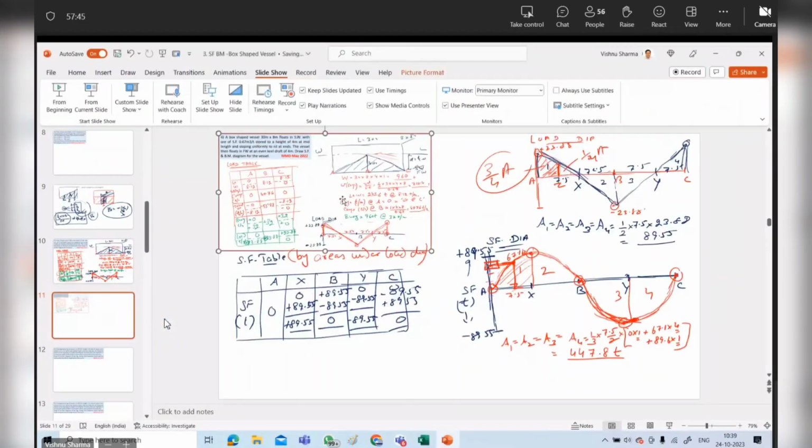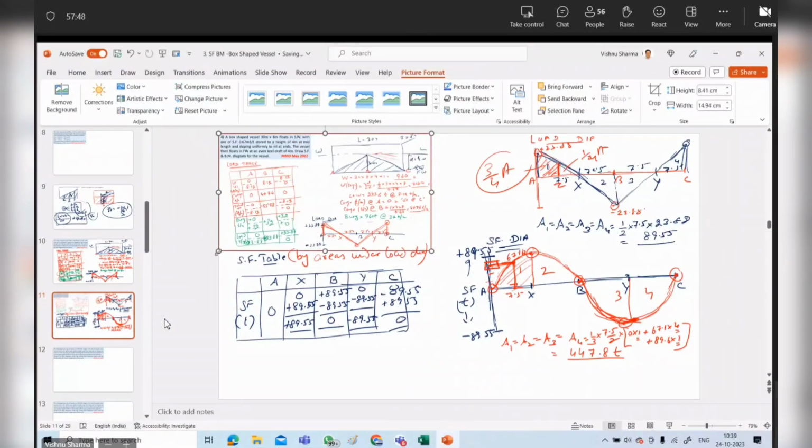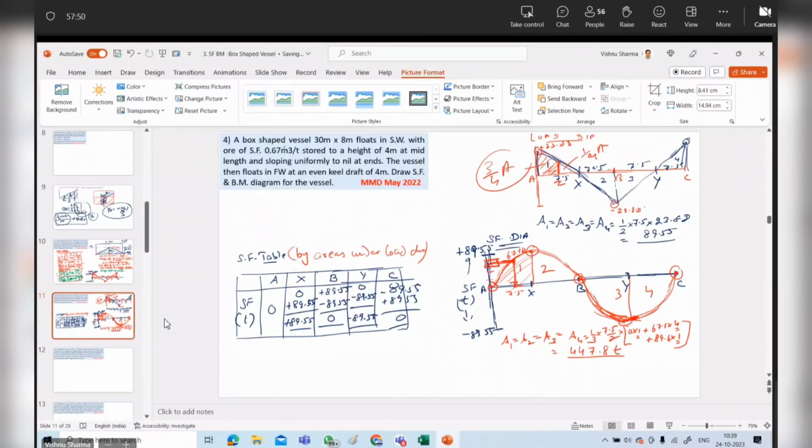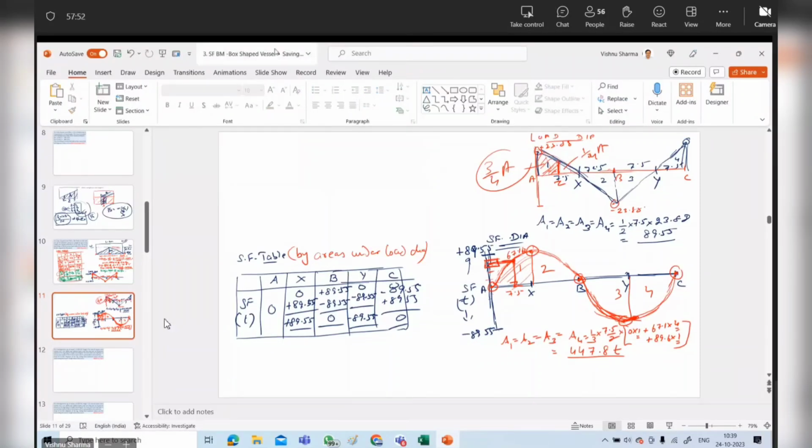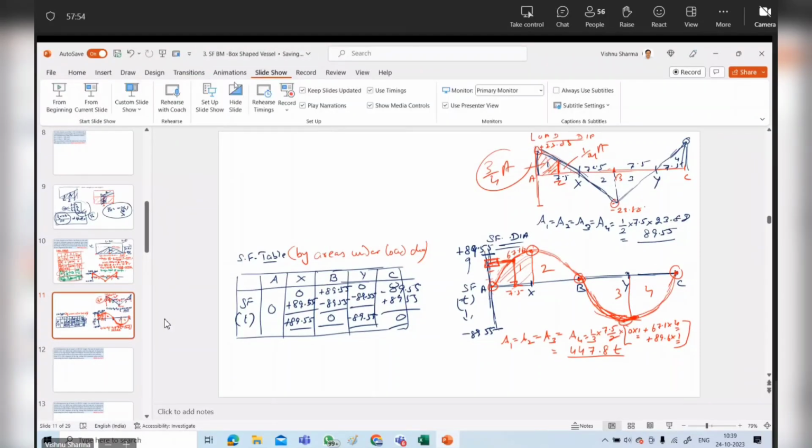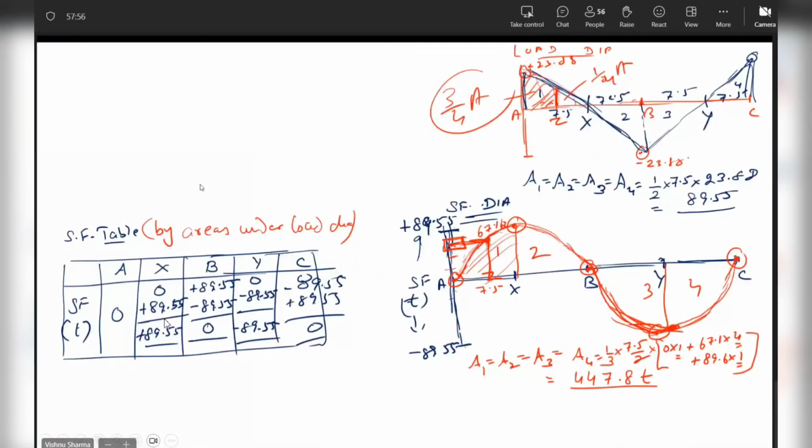Sir, I can... Yeah. No, sir, I'm just removing only this bit, don't worry. No, not that, I wanted to ask you something, sir. Sir, how did you take 0 into 1 plus 67.1 into 4 here, sir?